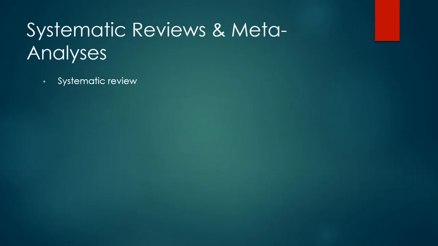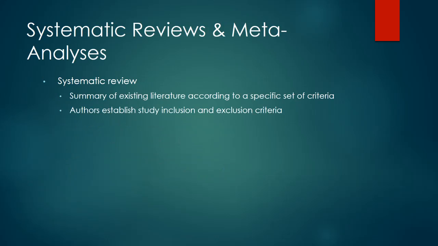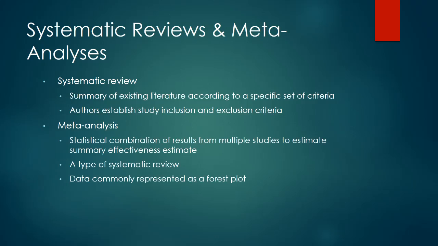Systematic reviews and meta-analyses can be really useful when trying to find evidence-based interventions. So a systematic review is really just a summary of existing literature that follows a specific set of criteria. So the authors establish inclusion and exclusion criteria based on their research question of interest, find studies that have already been done on the topic, and then summarize them. A meta-analysis is a type of systematic review in which the authors actually combine the results of multiple studies to come up with a new estimate of the effectiveness of the intervention.